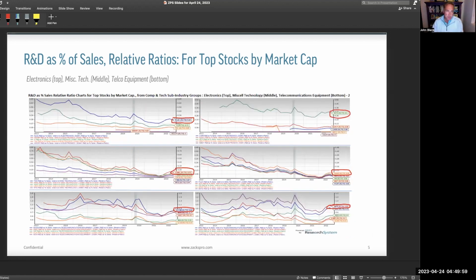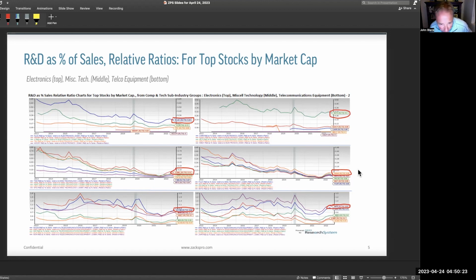All right, R&D as percent of sales here. Electronics is at the top. Miscellaneous tech is in the middle. Telco equipment is down at the bottom. So let's see who's doing well in their industries. KLAC is a great stock to know about, KLA Corp. Over here, we got Keysight. Keysight's a great instrument company. Keep that name in mind.